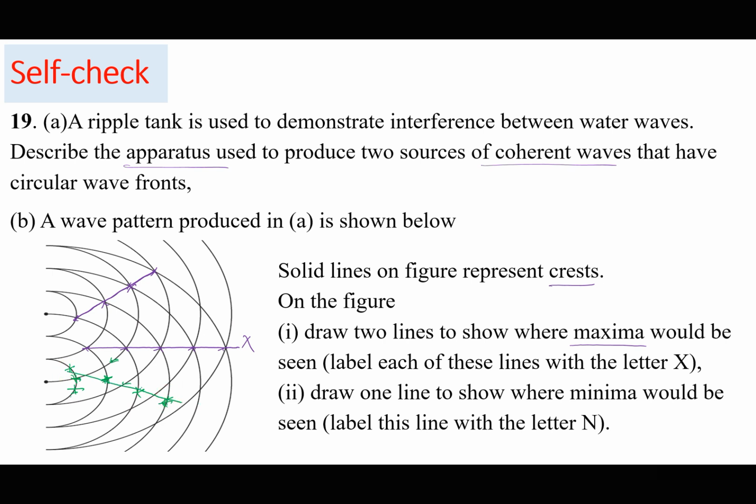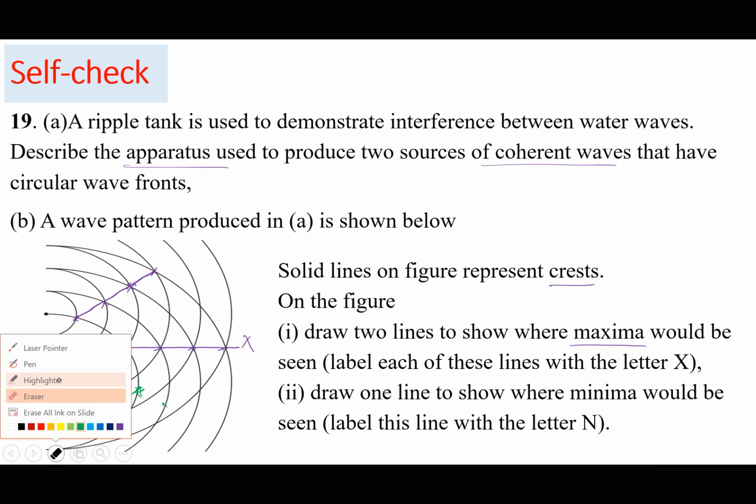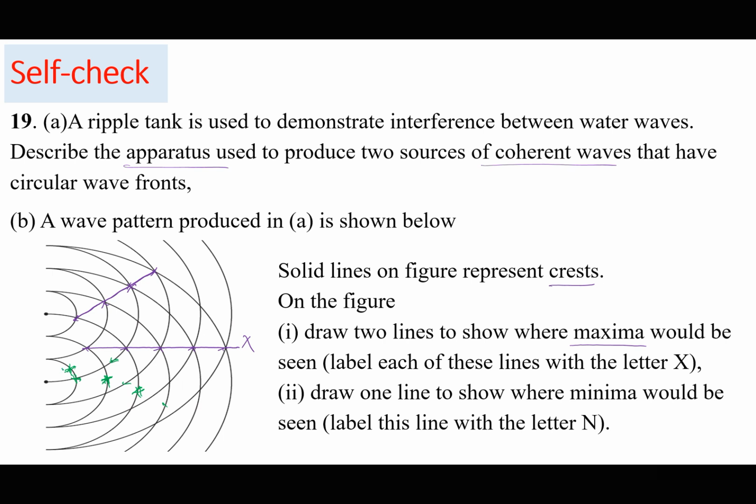Okay, so these are approximately somewhere between. That's where we have destructive interference, when a crest meets a trough. So it is somewhere between, and so on and so forth. And I would label this N. You can do something better.